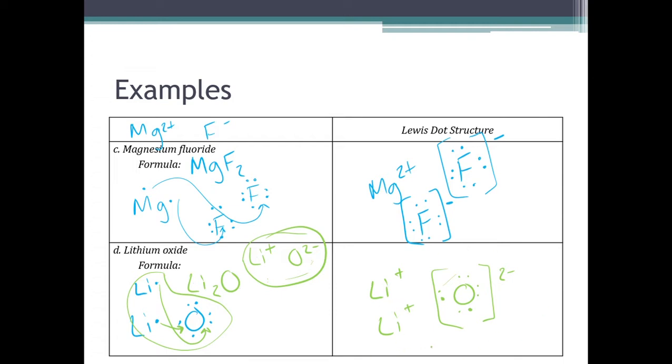Another way to write this is to say that we have 2 Li pluses and an O 2 minus. This is not a good way to write your answer, but please know that it is one way this can be represented. If you see 2 Li plus, it means that there are 2 Li pluses.